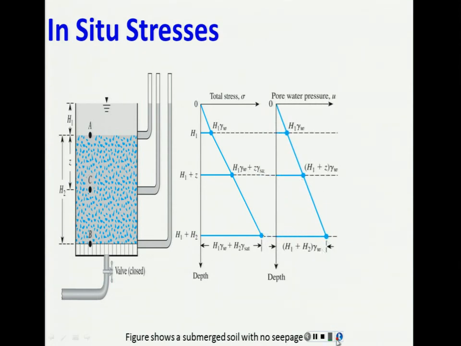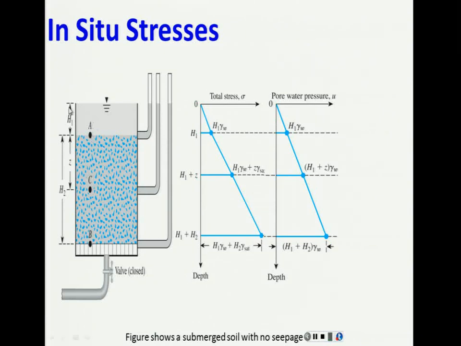Now, how do I calculate the effective stress? I just subtract this minus this. How do I subtract that point by point? The first point would be 0. The second point would be, oh, guess what? 0. Does that make sense that the effective stress at this point is 0?